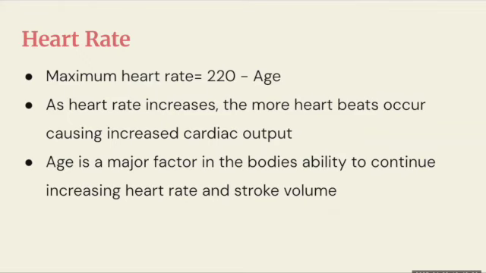Along with that, we have heart rate. The maximum heart rate equals about 220 minus your age, so that's how high your heart rate should go up to. As heart rate increases, more heartbeats occur, causing increased cardiac output. When we also discuss heart rate, it has an inverse relationship with stroke volume. Depending on your condition, the more stroke volume you have, it can decrease your heart rate, but the more heart rate you have, it could also decrease your stroke volume. And age is a major factor in the way the body is able to do that.